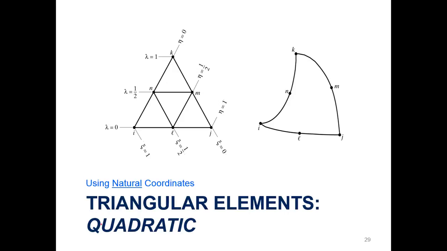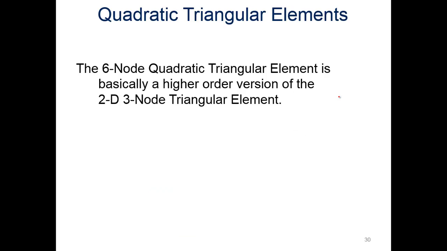Now let's look at quadratic triangular elements. So we're using quadratic natural coordinates. We got this extra node here in the middle, so L, N, and M, along with I, J, and K on the corners. If we do this in natural coordinates, we still have chi, lambda, and eta up here. And you can see how we can get this curved shape. So it's a very good element to use. This is a 6-node quadratic triangular element. It's basically a higher order version of the 2D 3-node triangular element.